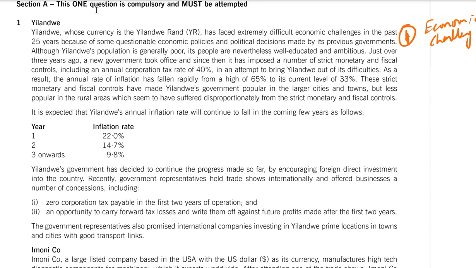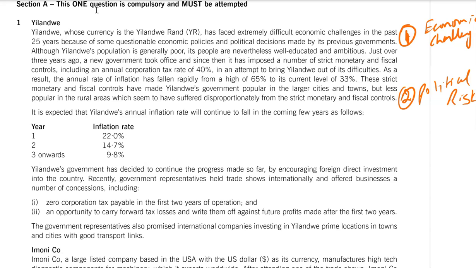Plus, there can be political risk, because the government is popular in the larger cities but not popular in the rural areas. Usually every country holds an election after 4 to 5 years. So maybe in the next election your government changes, and if the government changes, maybe your company will face some issues from the next government. So there are two challenges here: economic challenges and political risk.